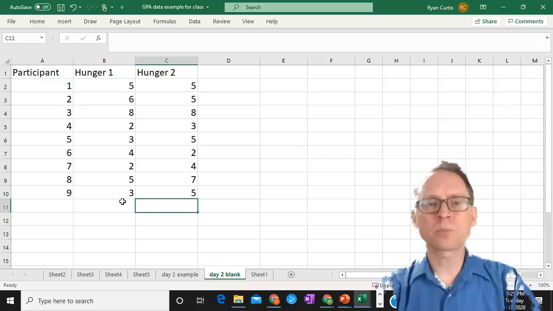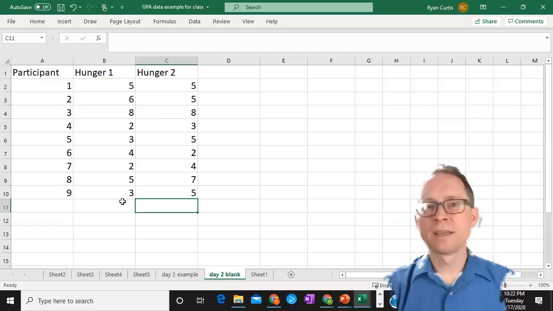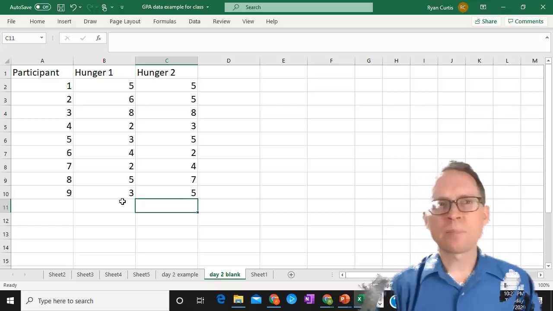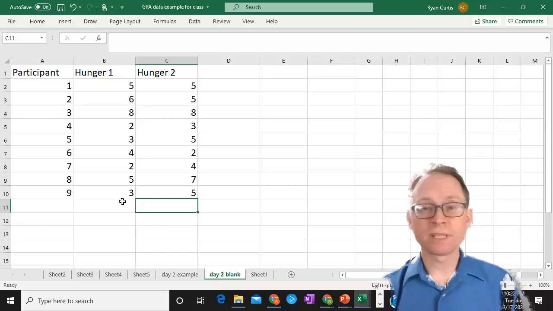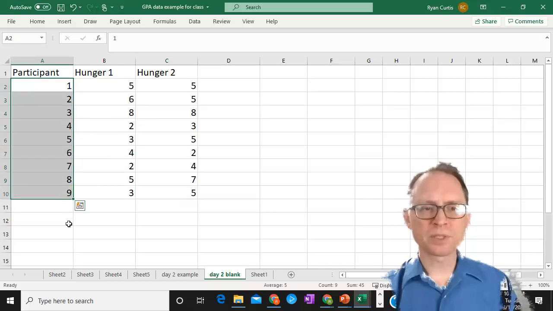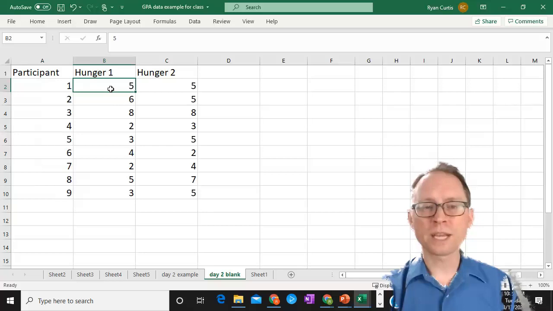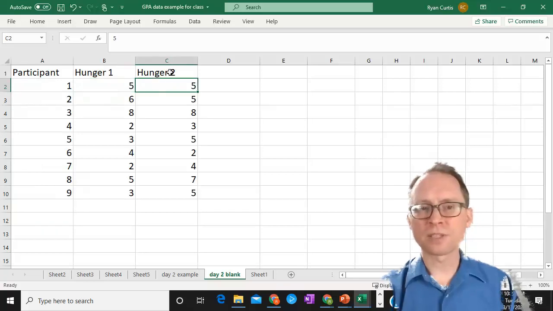So here's the data. Let's say that I have a theory, a hypothesis, that listening to stats lectures makes you hungry. So I take each participant. I have 9 participants in this particular case. I measure how hungry they were before the stats lecture, that's hunger 1, and then after the stats lecture, that's hunger 2. So calculate a paired samples t-test.